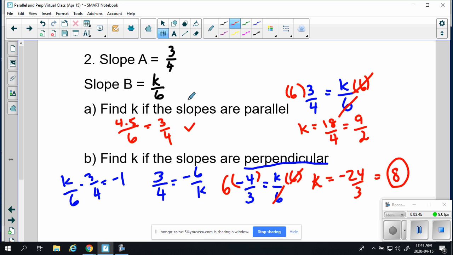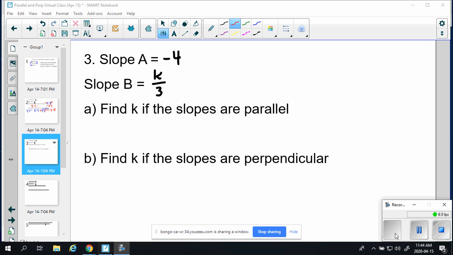And you can verify if you put in 8 for k. Oh, sorry, -8. If you put in -8 for k, you will get the negative reciprocal of this, and it works.